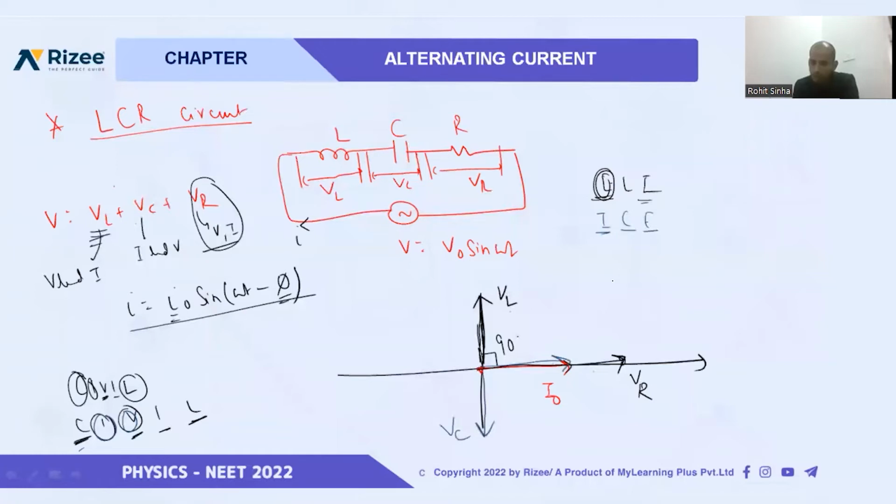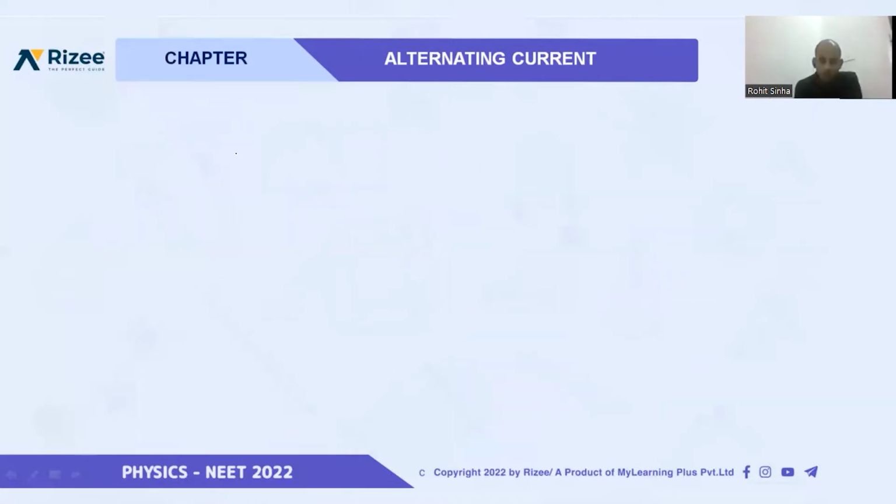Now let's suppose VL is greater than VC. What will happen? This one is greater than this one, so some component will remain here. I show it like this. See here. It was VR.